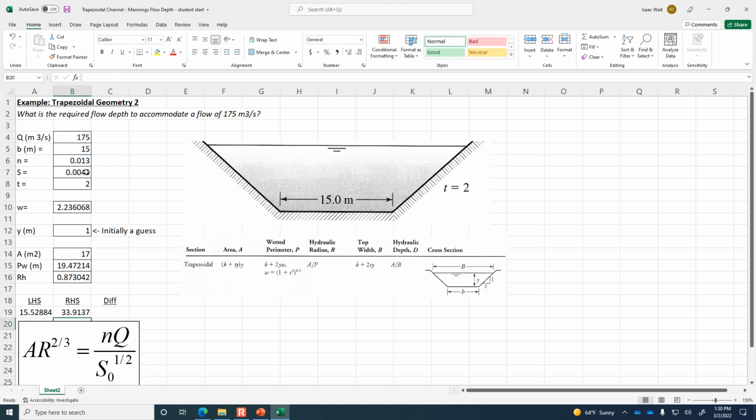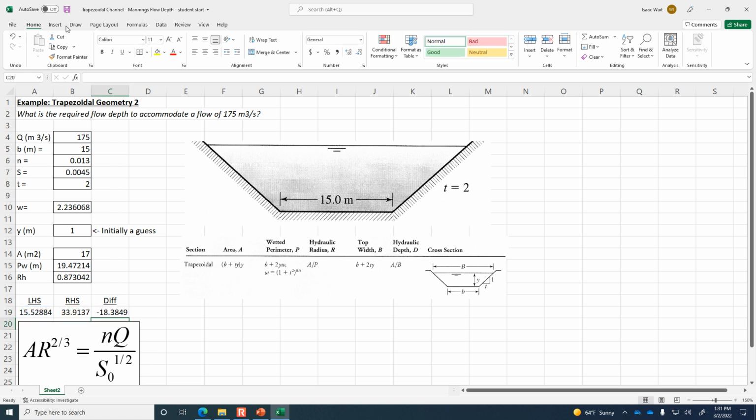Okay, they're not equal. So that tells me that because the two aren't equal, I don't have the right guess for y. And so I could just manually type in a different y and see if it gets me closer to the left-hand side and the right-hand side being equal. Or I can automate the process with goal seek. And so this difference cell just finds the difference between these two. And it doesn't matter if you have right-hand side minus left-hand side or vice versa, because we want the difference to be 0.